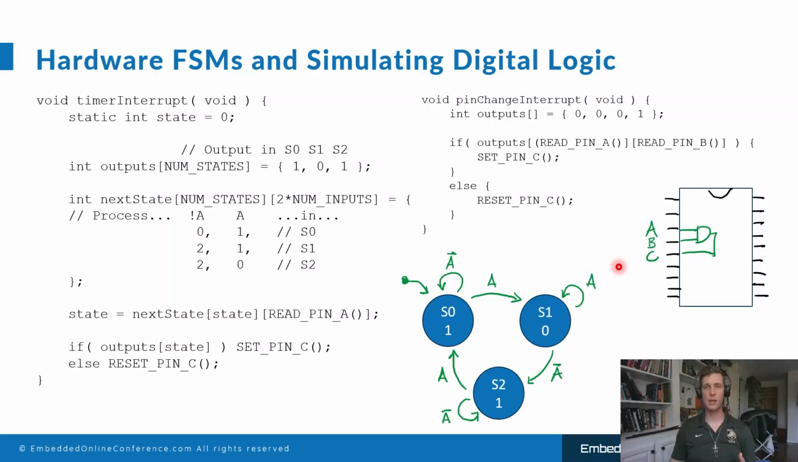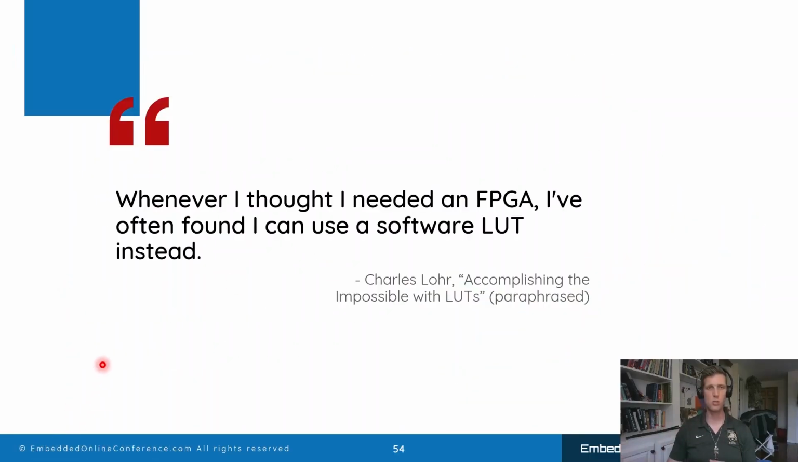If I feel like I need a piece of hardware external to my microcontroller, I can sometimes get away without needing that by simulating what that external IC would do in my microcontroller. It's what Charles Lohr caused him to say: sometimes when I thought I needed an FPGA, I've really been able to get by with just a software lookup table instead.